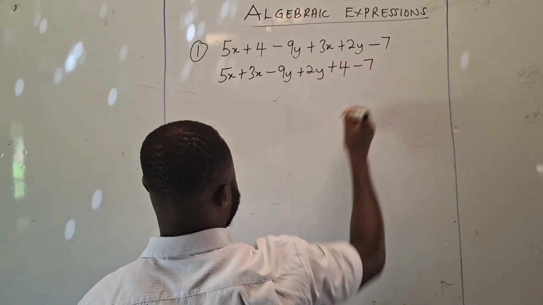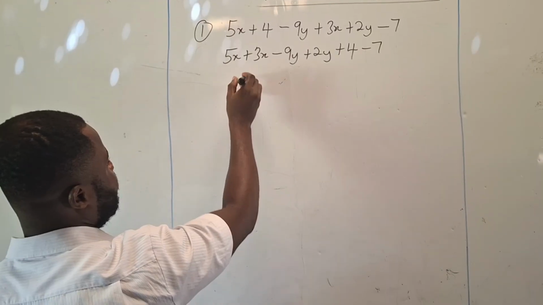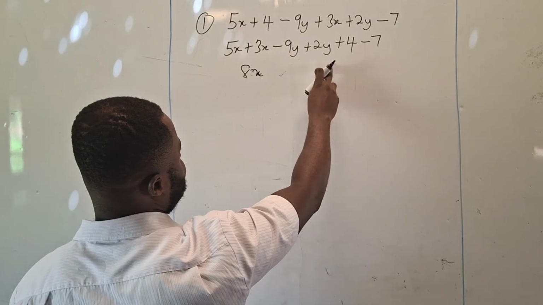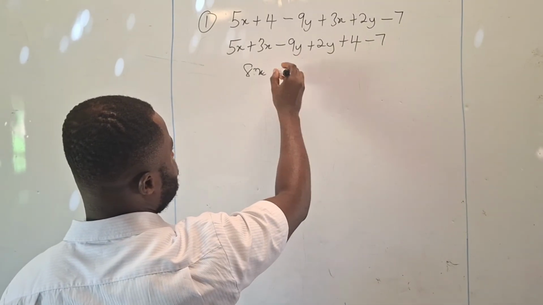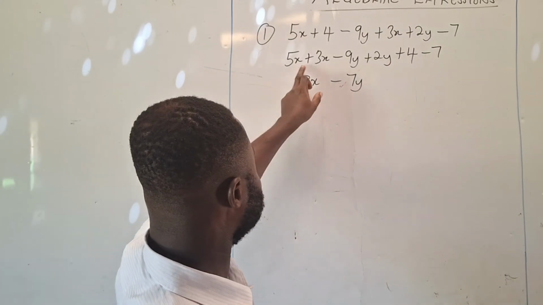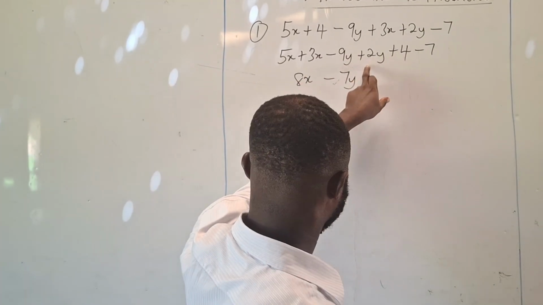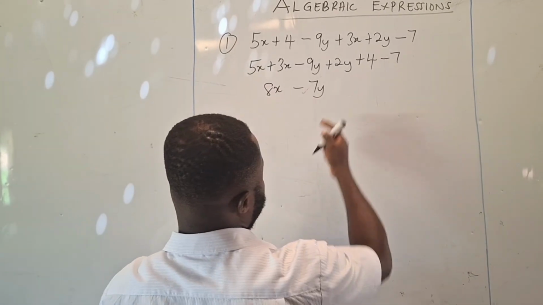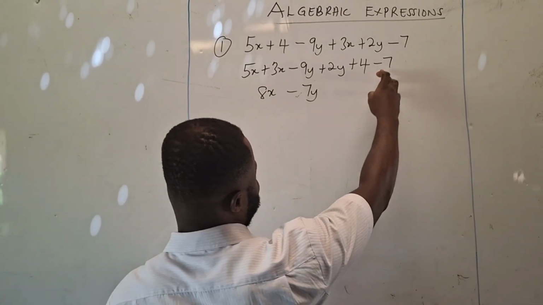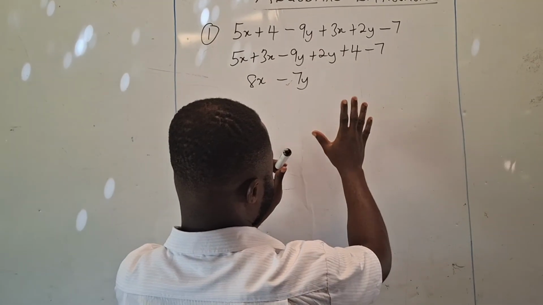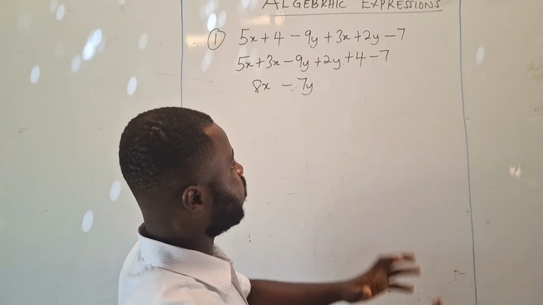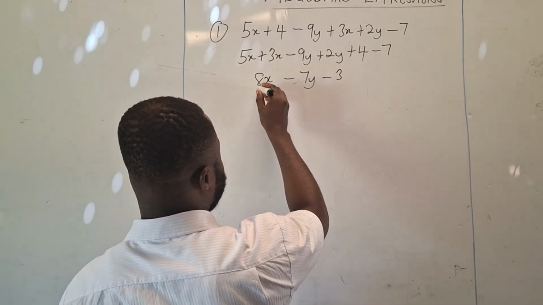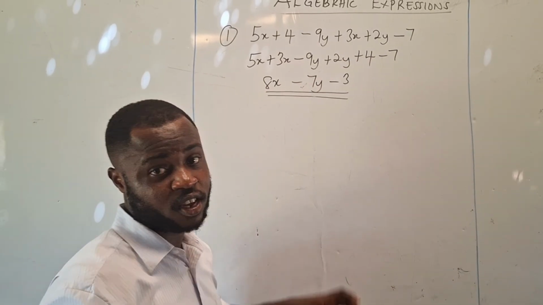Then minus 7. Now 5x plus 3x will give us 8x. Now negative 9y plus 2y: you are owing 9 and let's say you pay 2, you are going to owe 7. So negative 7y. Now we have positive 4 minus 7. I always say that assume you have 4 CDs with somebody and you went to borrow 7, so you are going to owe 3. So this is the answer to this expression.